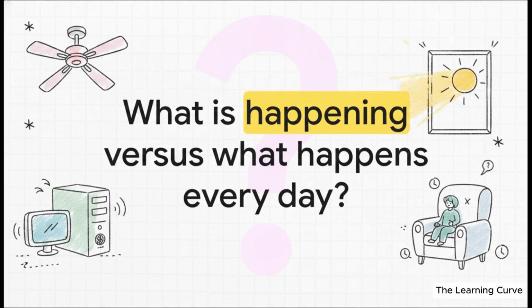And then think what happens every day. Maybe the sun shines through a specific window. Try applying this golden rule to your immediate surroundings. Keep noticing those clue words out in the wild, and I will see you in our next explainer.